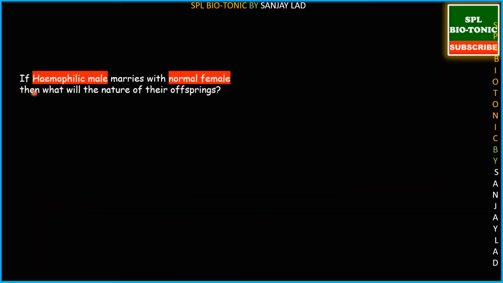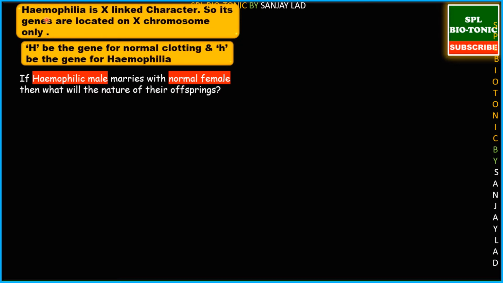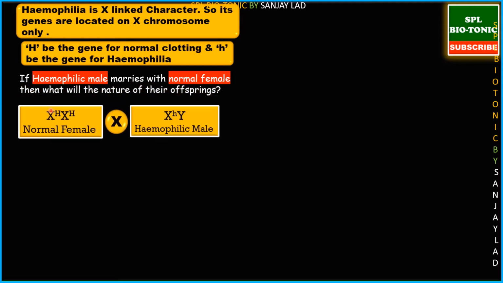Students, to understand the concept of hemophilia, let us take one example. If a hemophilic male marries a normal female, then what will be the nature of their offspring? As we know now that hemophilia is associated with the X chromosome, we'll show the gene for hemophilia on the X chromosome only. Now let capital H be the gene for normal clotting, whereas small h be the gene for hemophilia. With this information, let us write the genotype of the parents.